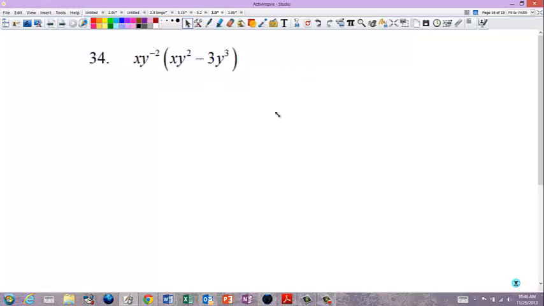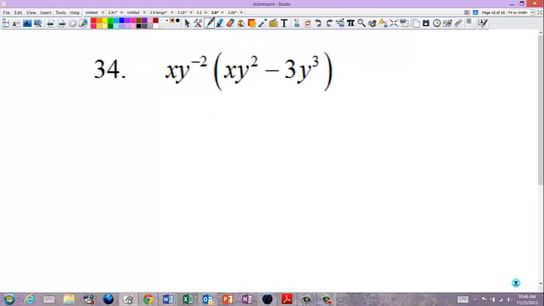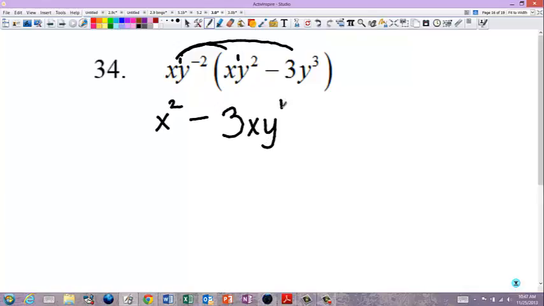34 is the next one. You would want to distribute, and when you distribute, you add your exponents. You have x to the first times x to the first is x squared, and then you have negative 2 plus 2 is y to the 0, which I do not need to put, so I'm just going to make it go away. Minus 3x y to the first, because negative 2 plus 1 is 3. And you leave it like that.